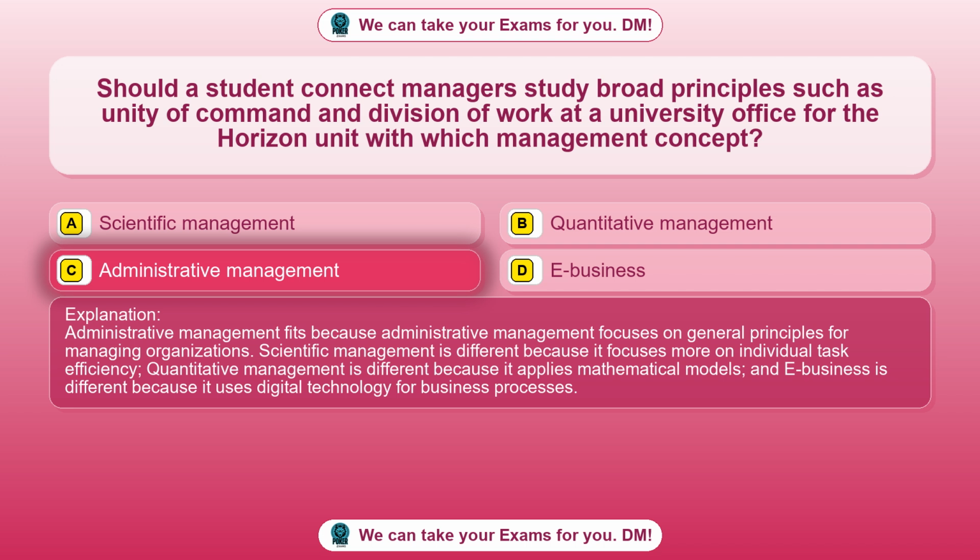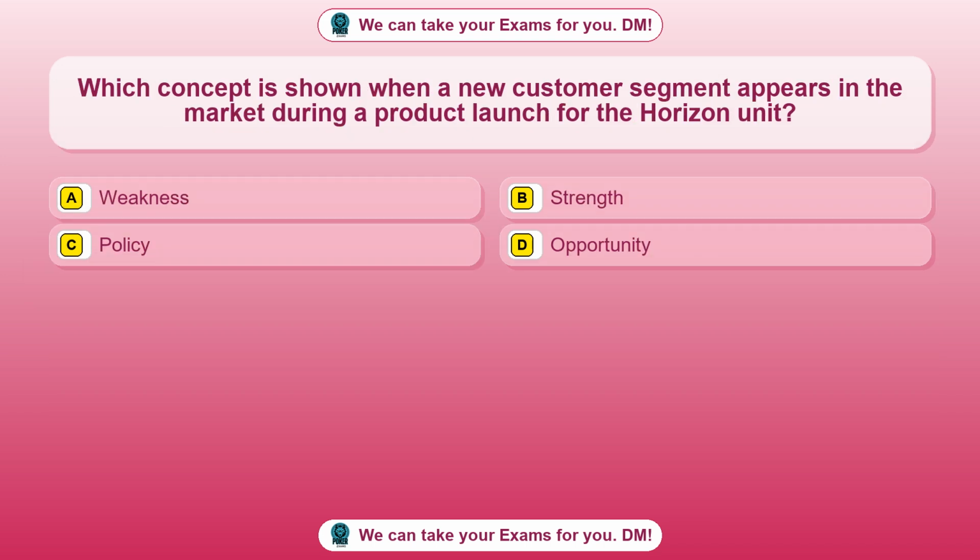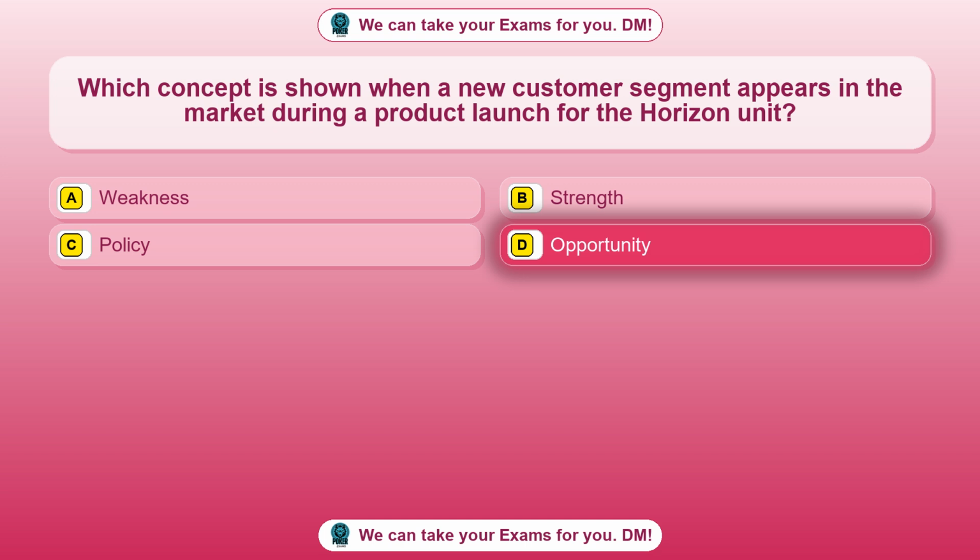Question 40. Which concept is shown when a new customer segment appears in the market during a product launch for the Horizon unit? Option A, weakness. Option B, strength. Option C, policy. Option D, opportunity. The correct answer is option D, opportunity.